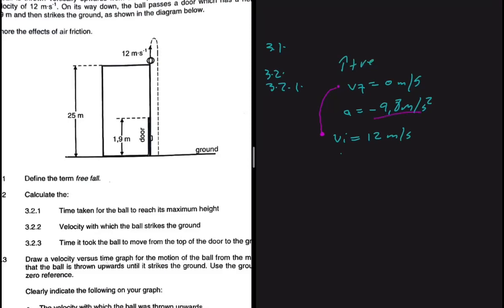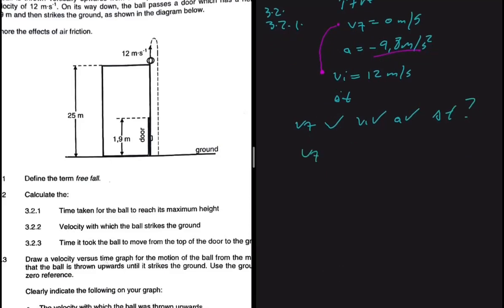And what we're looking for, we're looking for delta t. So we have these variables here. We have VF, we have VI, we have A. We're looking for delta t. Which formula can we use? It should be easy to see now that we're going to say VF is equal to VI plus A delta t. So what is VF?